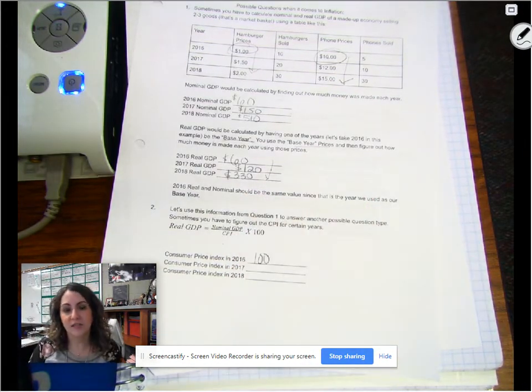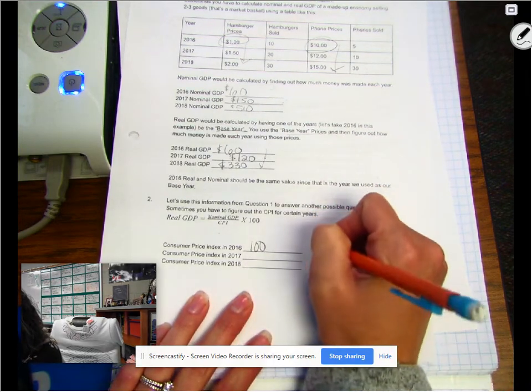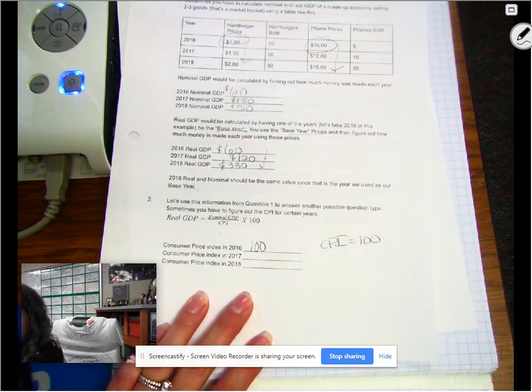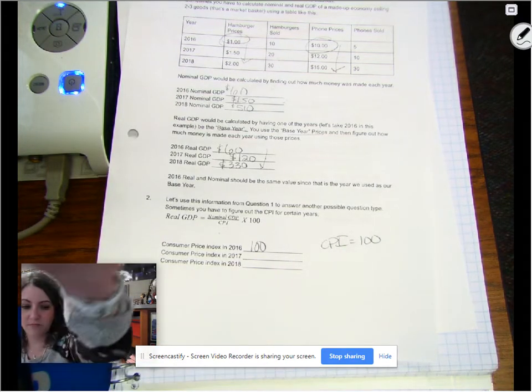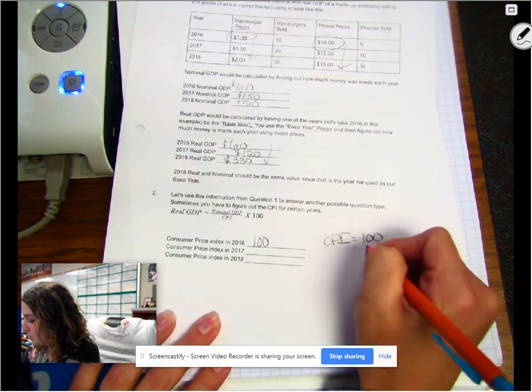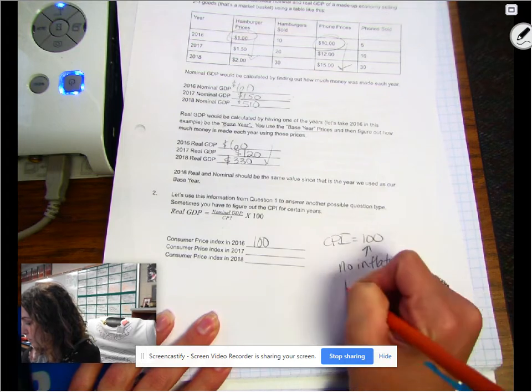Whenever there's a base year, the CPI will always be 100, because if CPI is 100, there's no inflation or deflation. So I'll actually write that down somewhere in my notes, I want that. If CPI equals 100, not only is that probably the base year, that means there's no inflation and there's also no deflation.